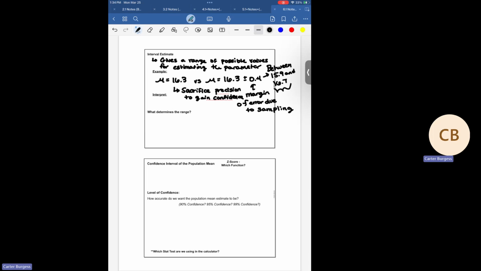Right, so questions on our idea of why we might want to look at a range instead of one specific guess. Questions on why we're even constructing intervals, essentially.